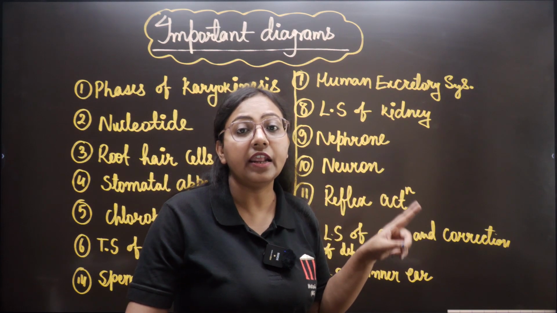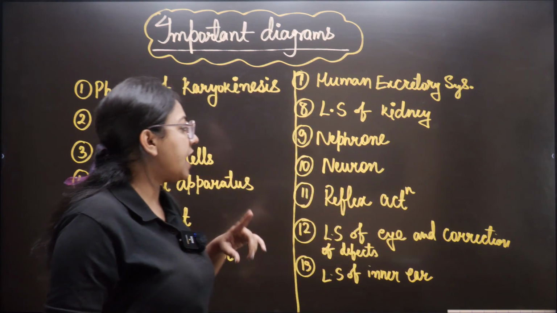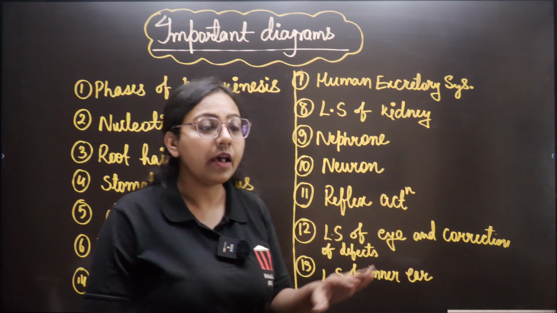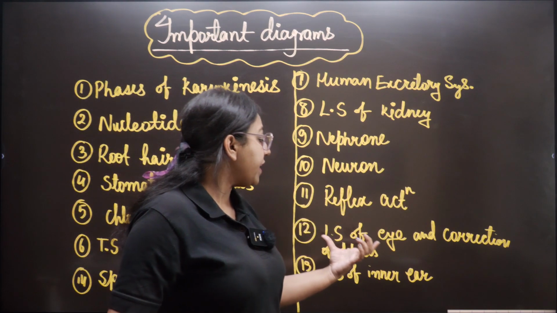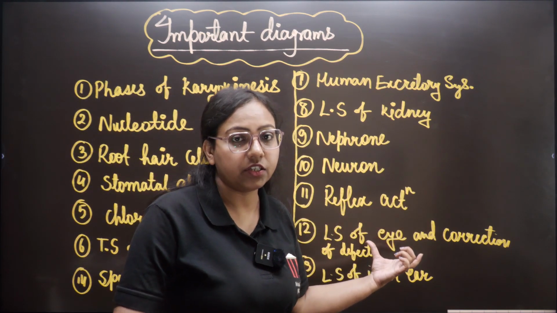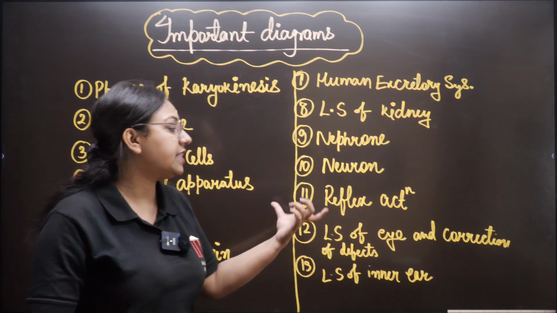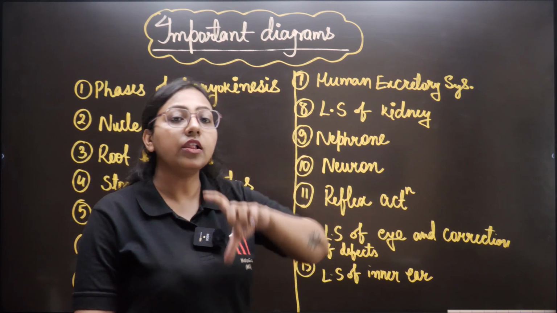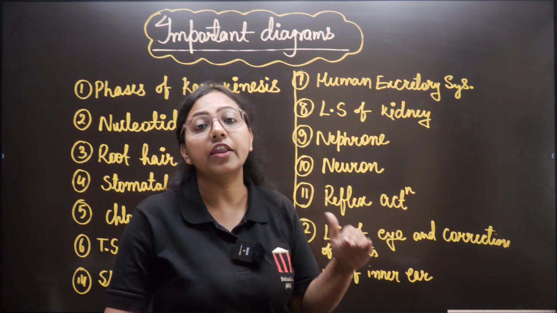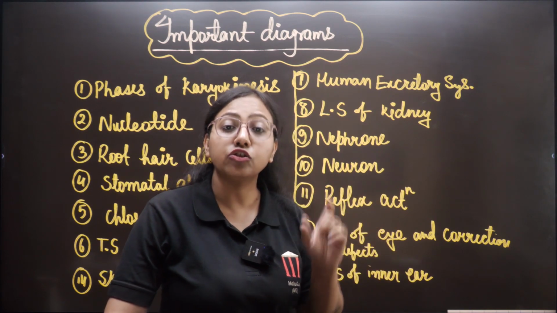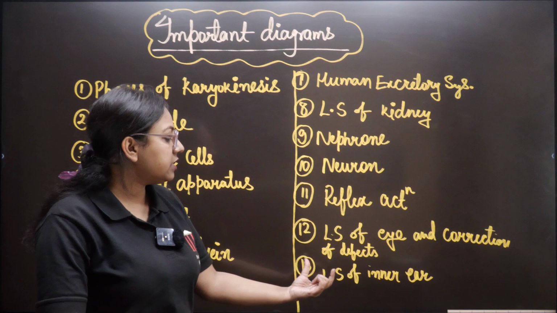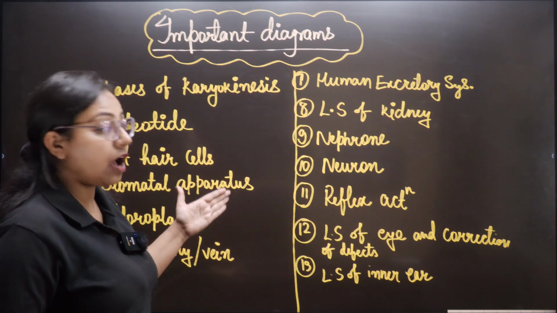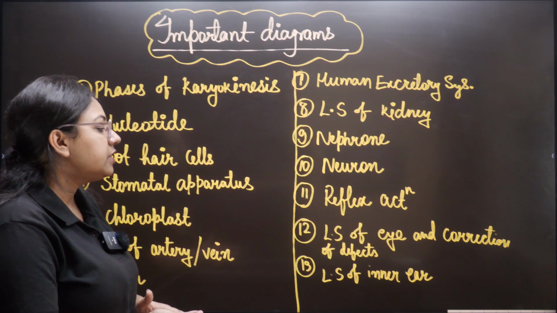Neuron, related to your brain, and so we'll see the brain also. The brain's diagram will be important here. Reflex action or reflex arc, both are the same thing that we are going to see. LS of eye and correction of its defects. We all know the eye has so many defects, and for the correction, which lenses are to be used, all those diagrams, and obviously the eye's diagram, are very important. Then LS of inner ear, also one of the very important diagrams from the sense organs. How does the ear work, how does sound pass, what are the parts, we are going to discuss here.